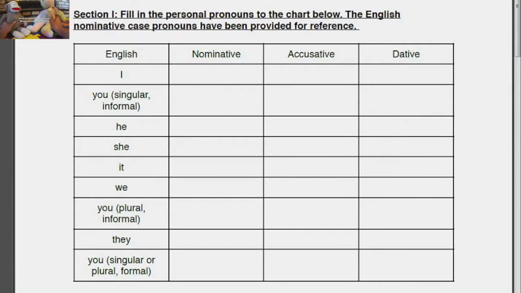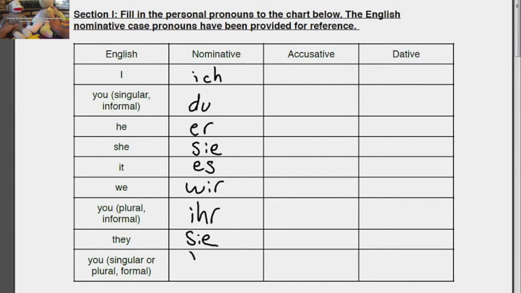First thing on here is just a list of pronouns so that you remind yourselves what these pronouns are, as we've already learned these in previous lessons. Nominative case, I would be ich. You singular informal is du. He is er, she is sie, it is es when it's neuter, we, wir, you plural informal, ihr, they, sie, and the other Sie down here is you singular or plural formal.